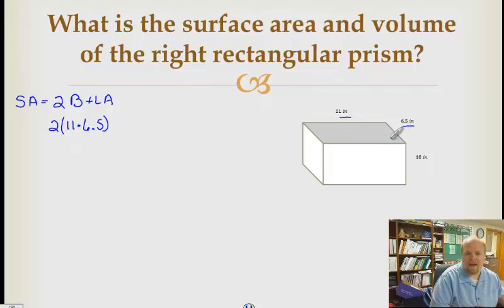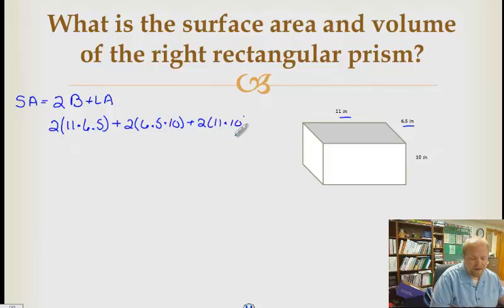Now I want to add my lateral surface area, which is the area of all my sides. So I have two sides that are 6.5 by 10, because I'm talking about this side right here. So I'm going to go 2 times 6.5 times 10, plus, and I have two sides that are like this, so 11 times 10. So I'm going to go 2 times 11 times 10.